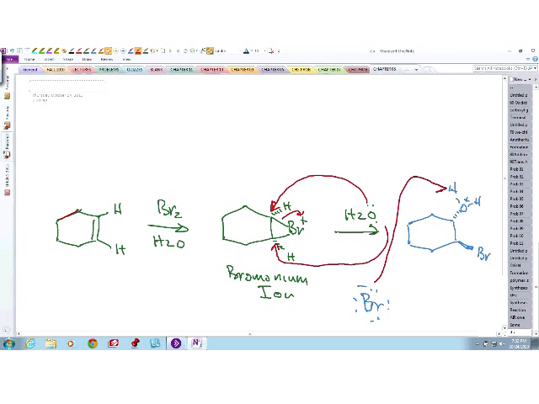Okay, so this bromide here will come here and remove this proton from here, and that is how you now form your bromohydrin, finally. And that is why that reagent is also a trans addition reagent.